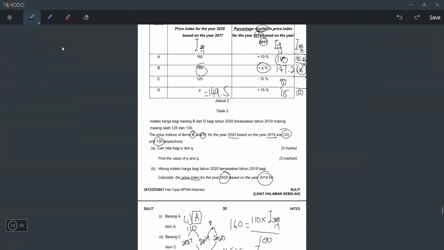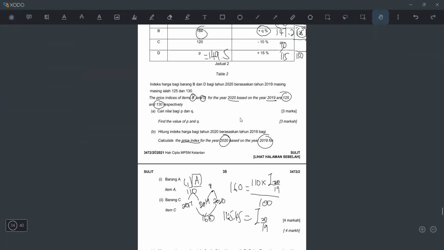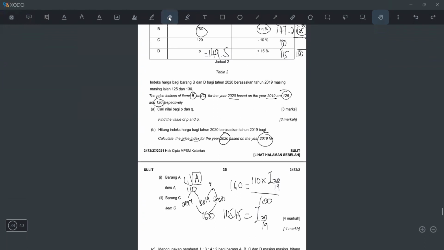Okay, what about the next one? Can you do it by yourself? Do it now. I'll wait for you. So how will you do it? You will use a smiley face as well. Smiley face again, right? So many smiley faces in this paper. A also uses a smiley face, B also uses a smiley face.